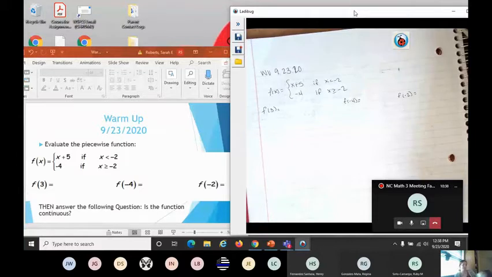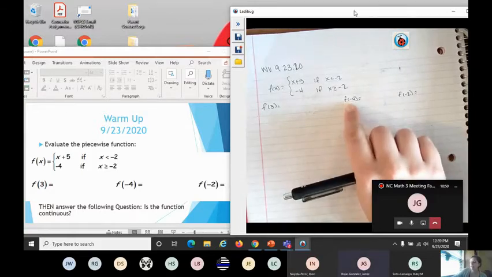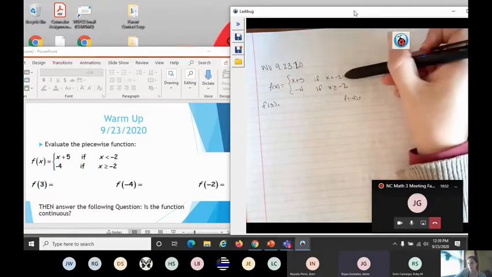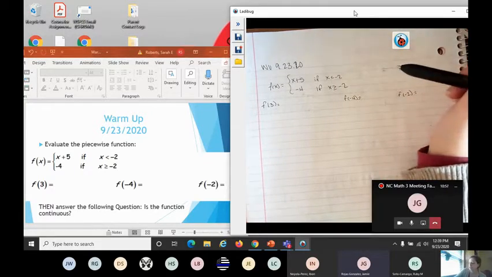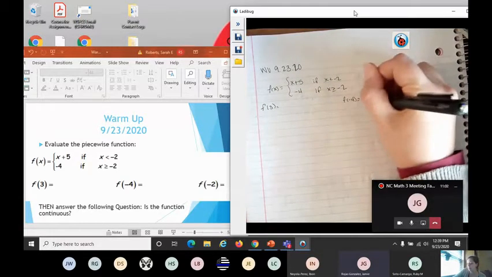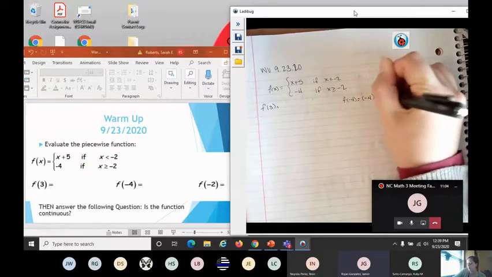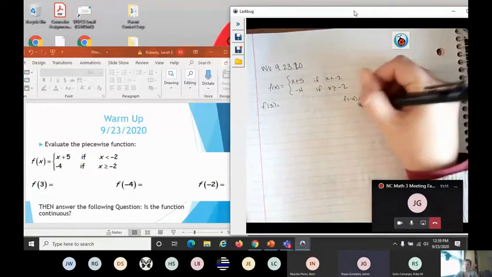Jamie. So you can pick anyone you want. Which one do you want to do? The second one. All right, so f of -4. Is -4 going to be less than -2 or bigger than or equal to -2? Less than. Perfect. So we're going to stick it into this equation. I'm going to have -4 plus 5. And what do I get when I solve that? 1. Yep. Good job, Jamie.